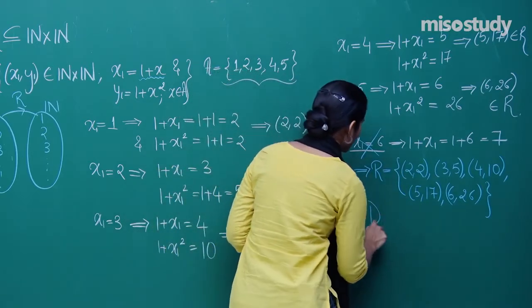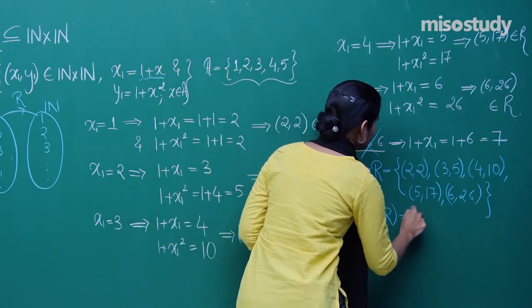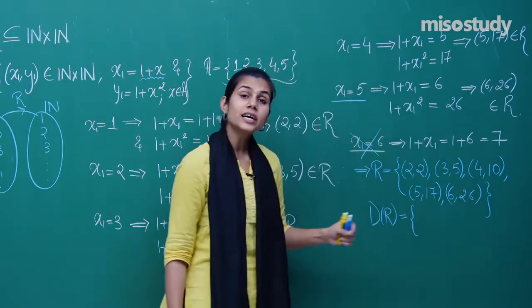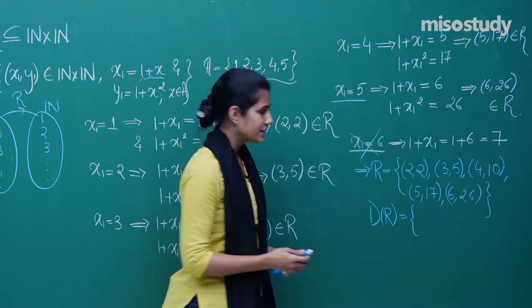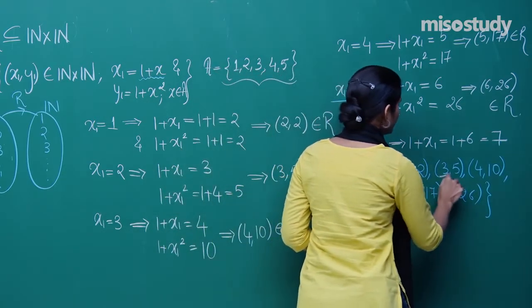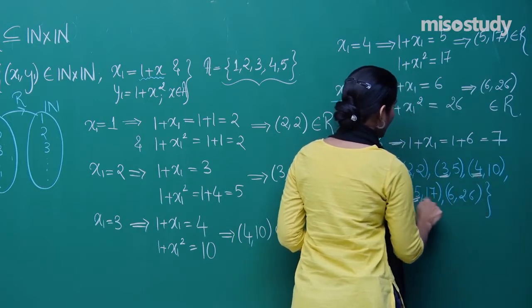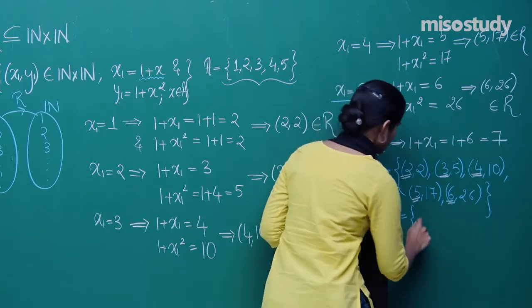Obviously, the domain of this R is the set of all the first components sitting in the ordered pairs, which is {2, 3, 4, 5, 6}.